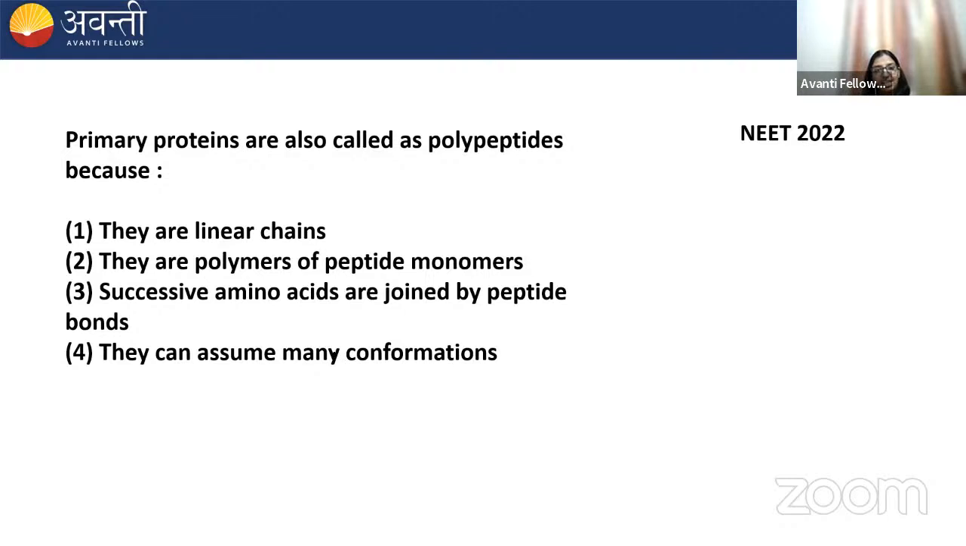Next question says, the primary protein are also called as polypeptide because. Option 1, they are linear chain. Option 2, they are polymers of peptide monomers. Option 3, successive amino acids are joined by peptide bond. Option 4, they can assume many conformations. We know that the primary structure of protein shows the polypeptide chain, right? So the correct option would be 3, that successive amino acids are joined by the peptide bond. These are the amino acids, and these successive amino acids are joined by the peptide bond, and they form a polypeptide chain, which forms the primary structure. So the correct option is 3.